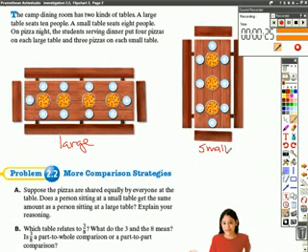All right. On pizza night, the students serving dinner put 4 pizzas on each large table and 3 pizzas on each small table. And you can see that from the drawing. So, question A asks, suppose the pizzas are shared equally by everyone at the table. Does a person sitting at a small table get the same amount as a person sitting at a large table?